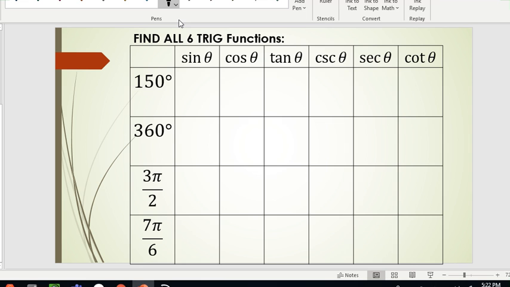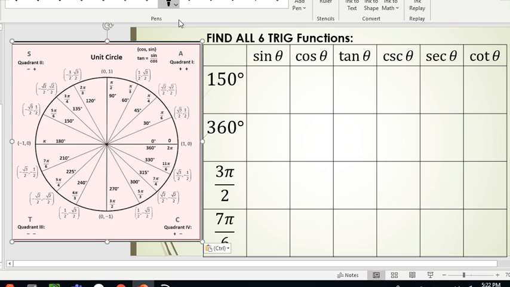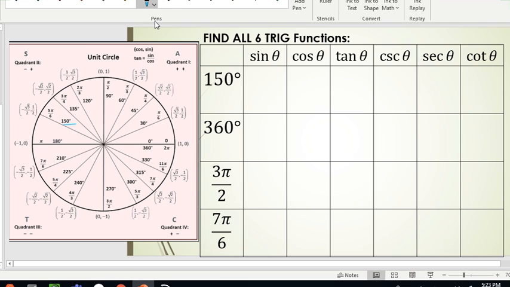Next. Okay, so for this one, what we need to do, and I don't know if I can get this. Oh, yes, it worked. All right, so if I'm at 150 degrees, this says find all 6 of them. So if I'm at 150, here's 150, I'm going to go ahead and write square root 3 over 2, that's negative, sorry, and 1/2. All right, so this is cosine, this is sine. If it wants to know sine, that's easy. 1/2. Cosine, negative square root 3 over 2.